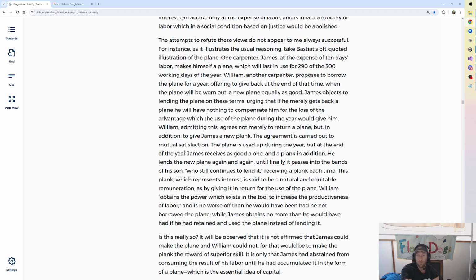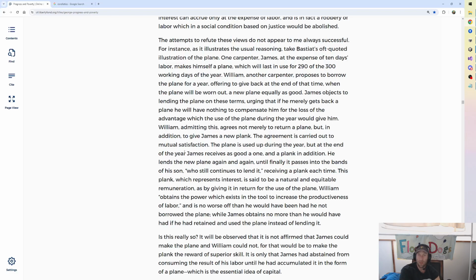The attempts to refute these views do not appear to me always successful. For instance, as it illustrates the usual reasoning, take Bastiat's oft-quoted illustration of the plane. One carpenter, James, at the expense of 10 days' labor, makes himself a plane which will last in use for 290 of the 300 working days of the year. William, another carpenter, proposes to borrow the plane for a year, offering to give back at the end of that time, when the plane will be worn out, a new plane equally as good.